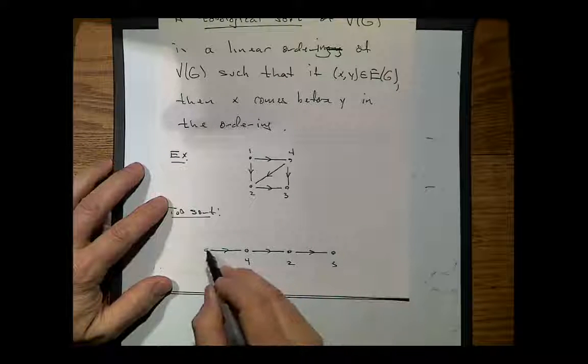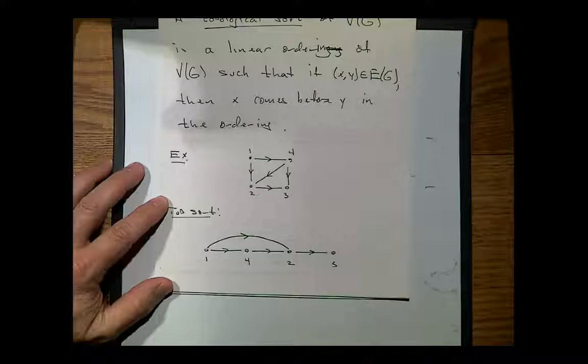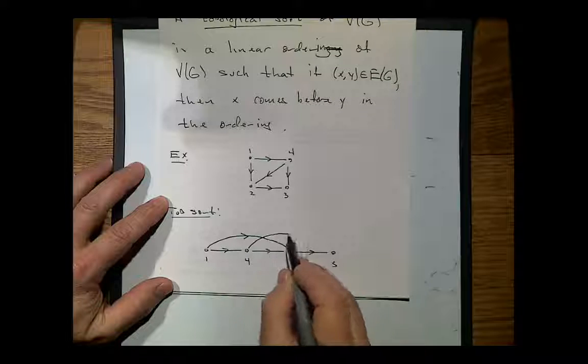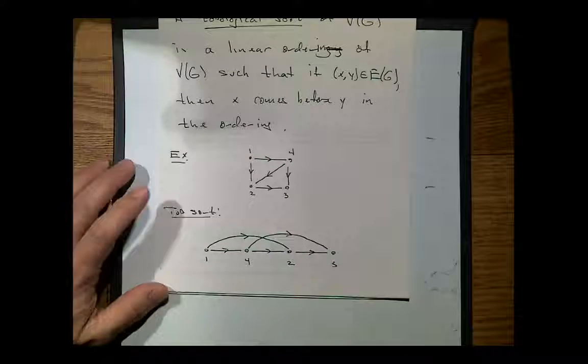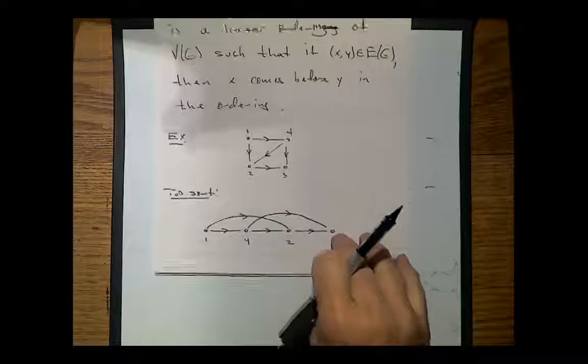Then 1 to 2 and 4 to 3. All edges travel from left to right. So that confirms that the ordering of the vertex set 1, 4, 2, 3 is a topological sort. Are there any more topological sorts? No, actually there isn't. There aren't any other topological sorts in this example.